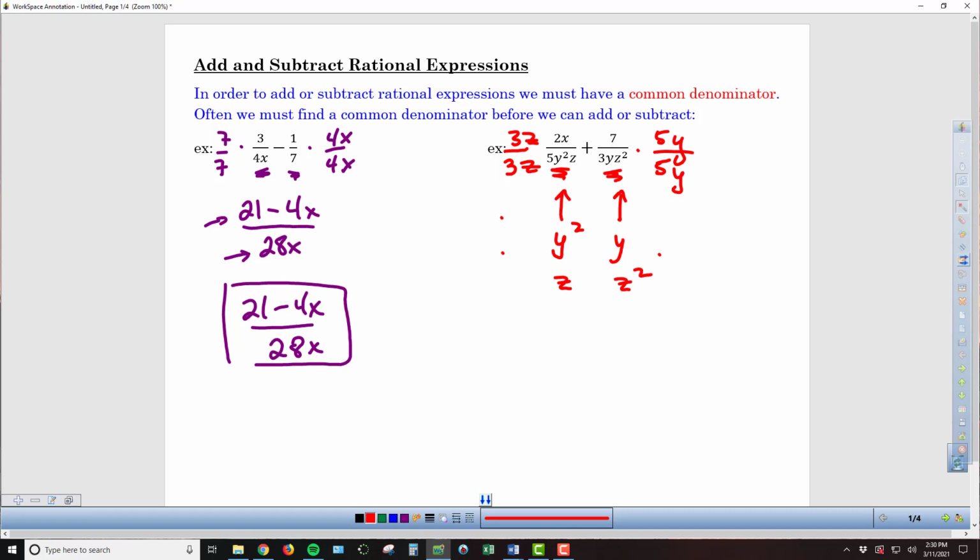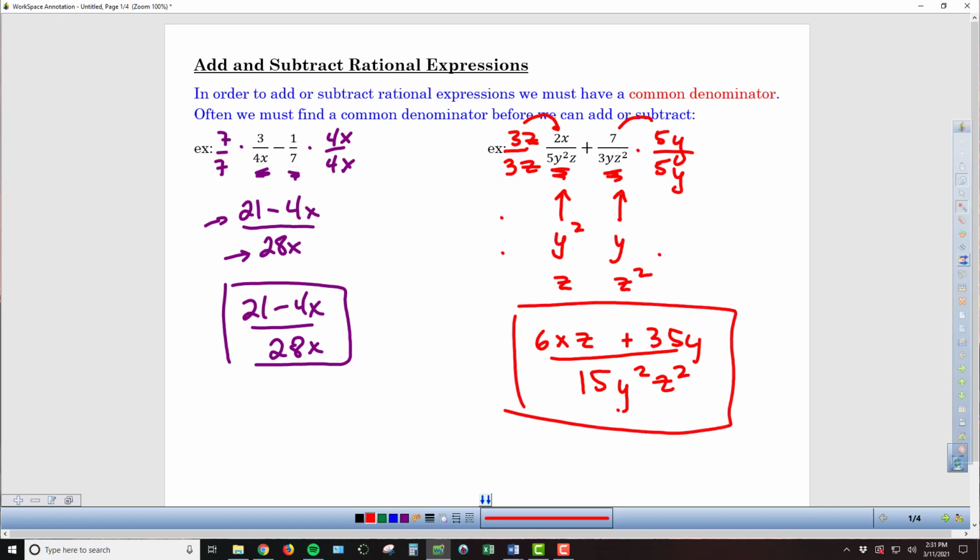So in the end, we end up with 3z times 2x, so that's 6xz, and then plus over here, we're multiplying 7 times 5y, so we get 35y. So there's our numerator, and then our denominator is going to be 3 times 5, which is 15, and then the y squared and the z squared. And so here again, there are some tempting elements to potentially reduce, but because the numerator is connected by addition, there's no reducing that we're going to be able to do. This is the best we can get.